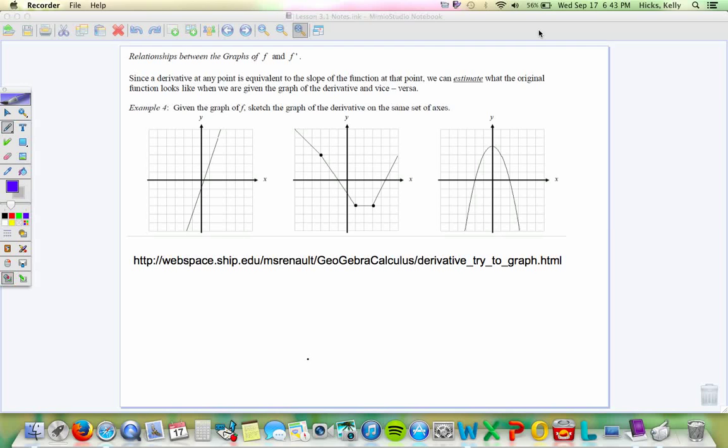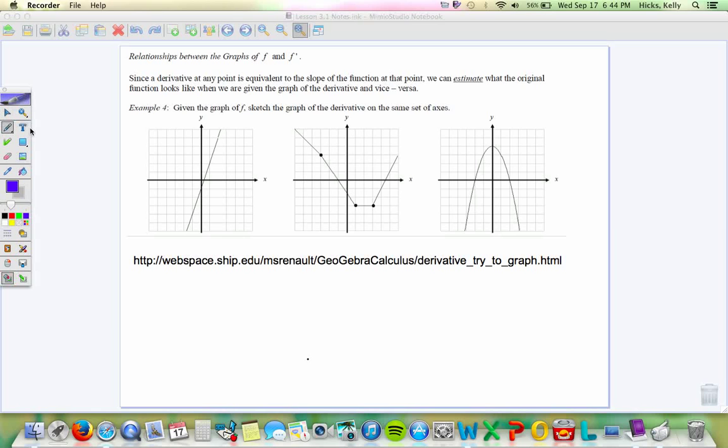So section 3.1 is about derivatives, and the end of section 3.1 is all about graphing a derivative and the relationship between the graph of the original function and the graph of the derivative function. So try to keep in mind that the y-axis can act as either the value of the derivative function, or the y-axis can act as the original function. So let's look at these right here.